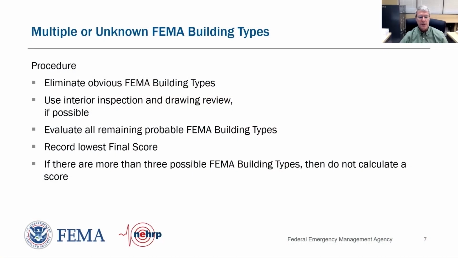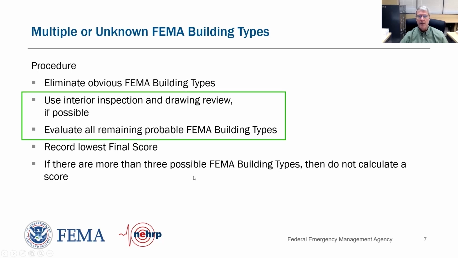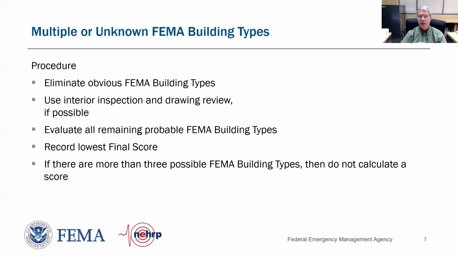Again, interior inspections, and if you have the structural drawings, fantastic. We want to eliminate all the building types that we believe it's not. And oftentimes you can then zero in on 2 or 3 potential building types that the building could be represented by. And if you can't refine it any further than that, it's very simple to actually go and run all 3 scores for the building, because beyond that, it's the modifiers which are going to apply no matter what.